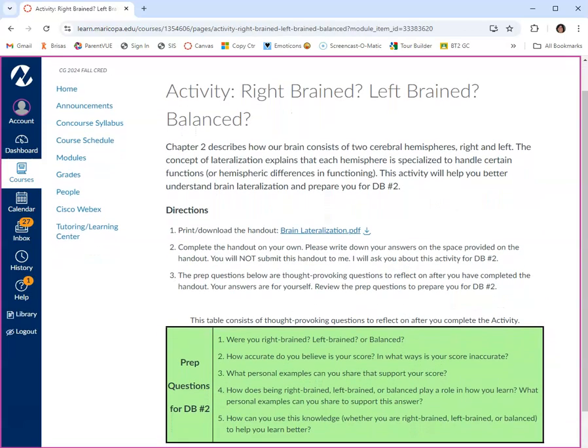This week's activity is called Right Brain, Left Brain, Balanced. In other words, this week's activity connects back to the section on brain structures, specifically to our left and right cerebral hemispheres. The concept of lateralization explains how each hemisphere is specialized to handle certain functions. Please complete the activity handout to determine whether you're right-brained, left-brained, or balanced. This activity will prepare you for discussion board number 2.